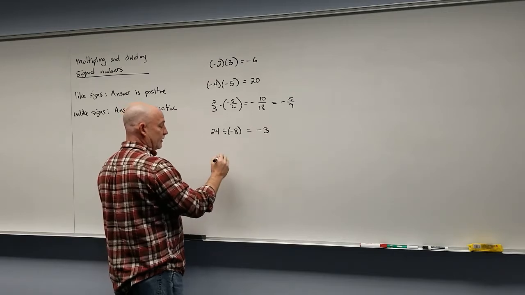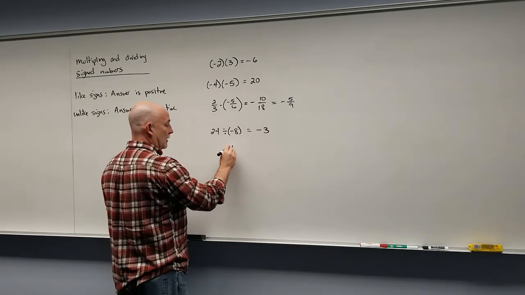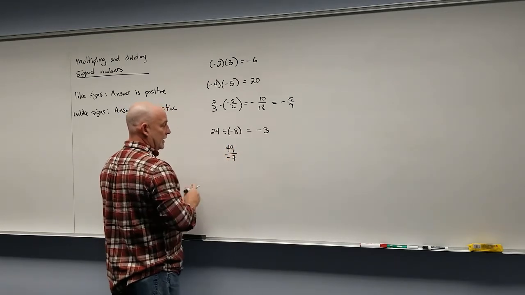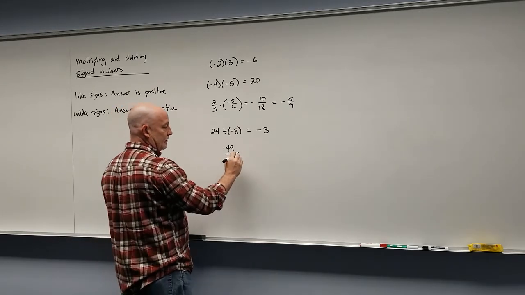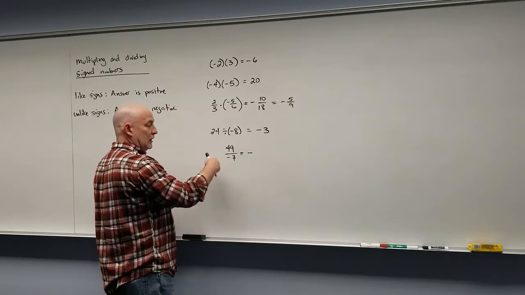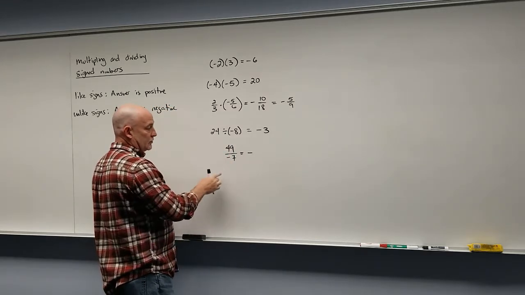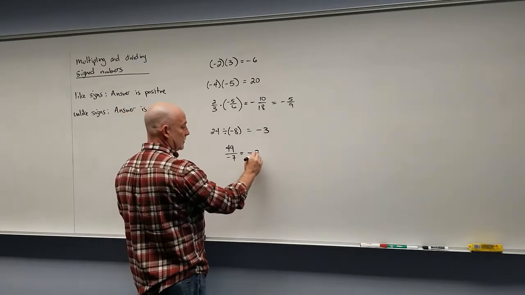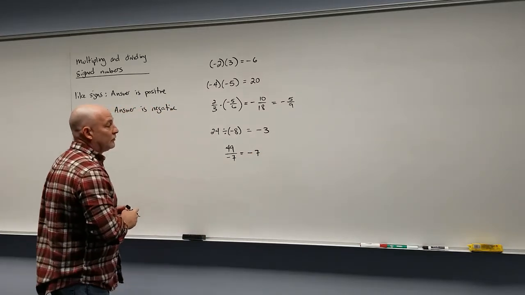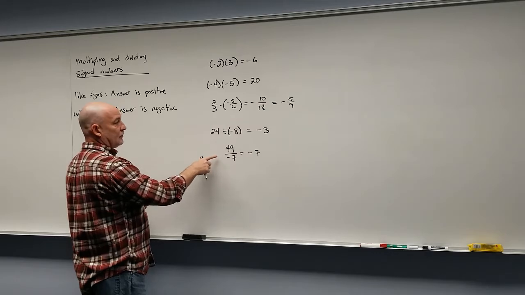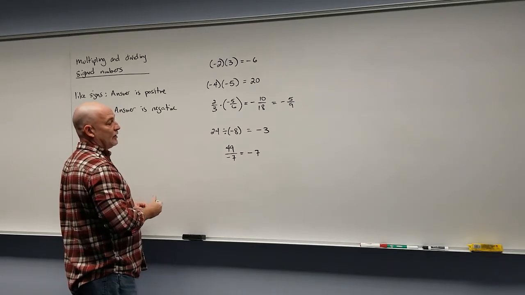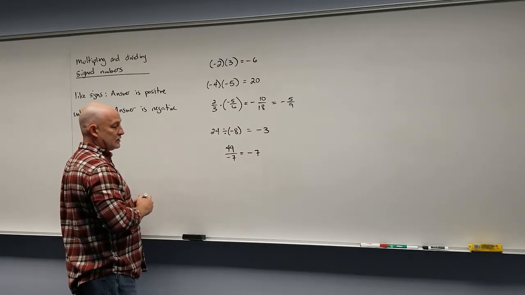Or it could be written as a fraction, like 49 divided by negative 7. So a positive divided by a negative, I know my answer is going to be negative. And then we would reduce this fraction. Well, of course, this is just 49 divided by 7, which is 7. So it doesn't matter if it's multiplication or division. If you have like signs, the answer is positive. If you have unlike signs, the answer is negative.